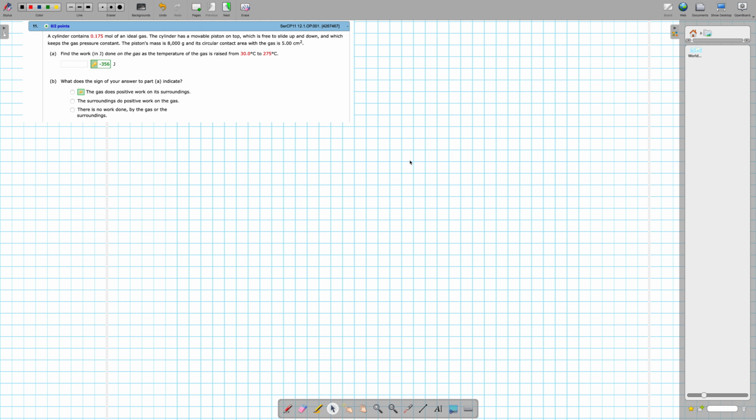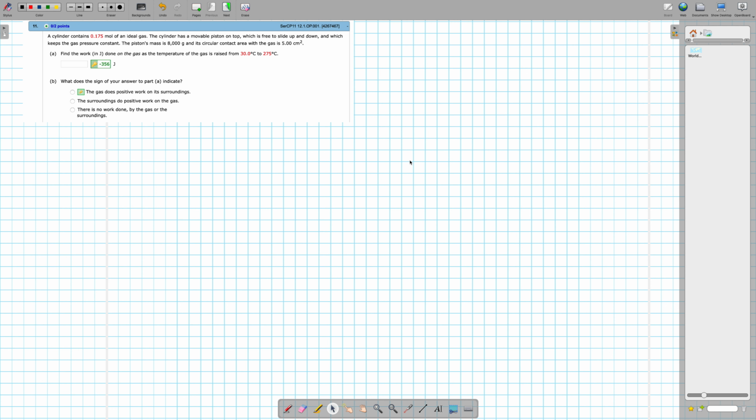All right, let's look at the final exam review. Problem number 11. It says a cylinder contains some number of moles of an ideal gas. The cylinder has a movable piston on top, which is free to slide up and down, and which keeps the gas pressure constant. Okay, so that's a big key to this problem. Pressure is constant. It's the same always.